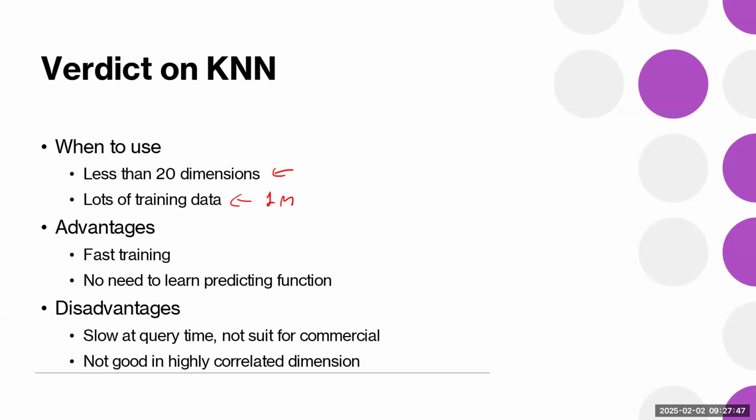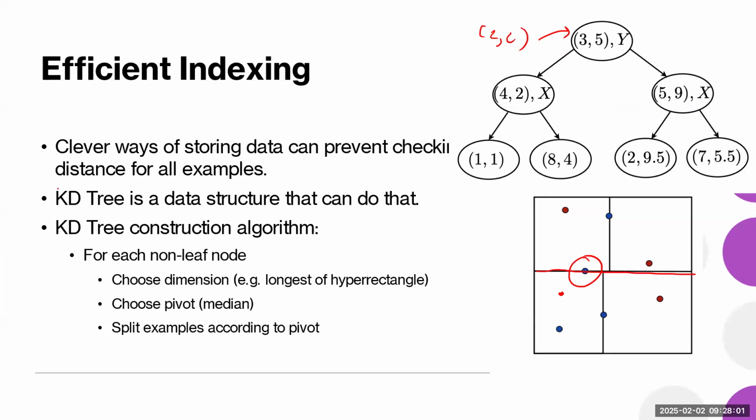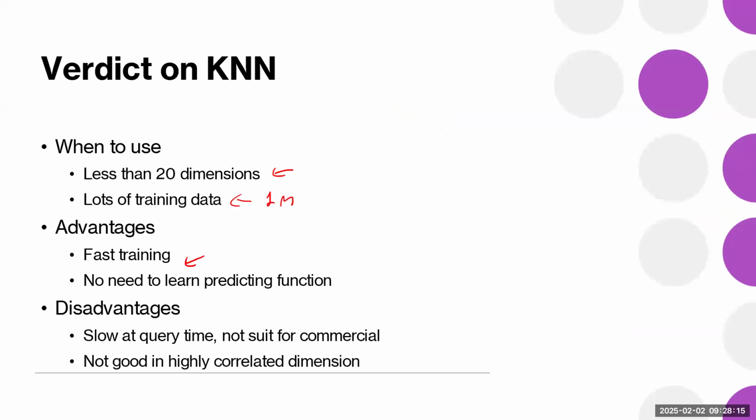And the advantage of KNN is that it's very fast at the training stage because we never train, right? Basically, the training part would be to build this KD tree, to transform the data into this tree-like structure. That's the training part, and this building is actually very fast. And you don't have to learn the predicting function, right? Your predicting function would be to find the closest point, and then you just answer with the same label.